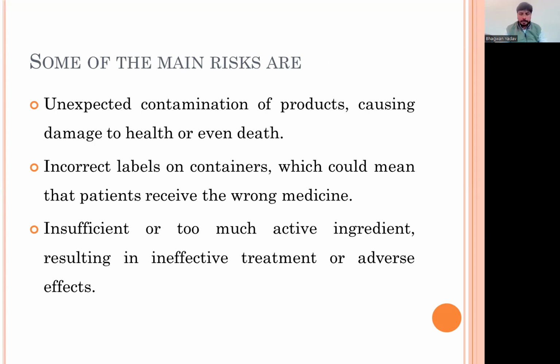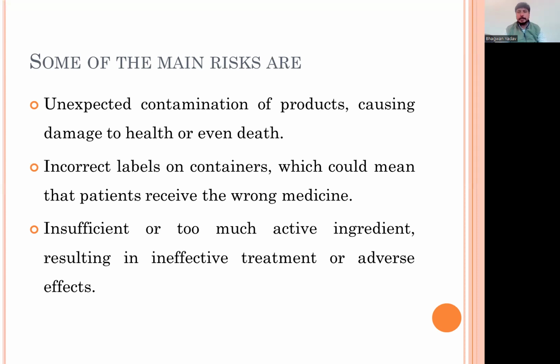Some main risks: unexpected contamination of the product causing damage to health or even death. Suppose we are not taking precautions regarding contamination, then there might be chances of contamination of the product. There is a unidirectional flow in pharmaceuticals as per GMP. If you are not following the unidirectional flow, then the movement will be more and the contamination will be more. So this type of contamination can cause damage to health, even death.